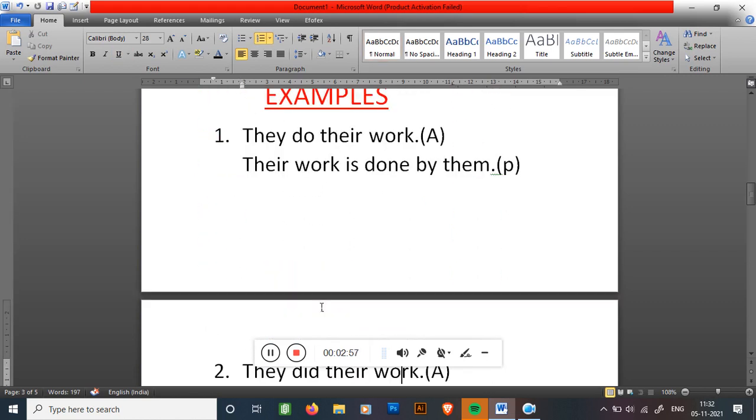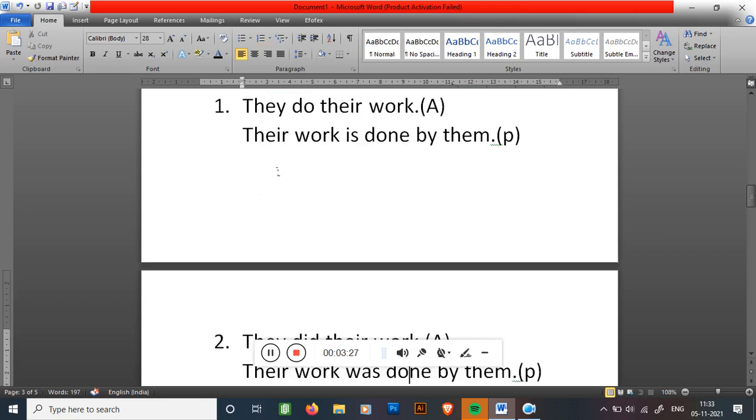Now I will give you examples of every tense. First I have taken the example of simple present, that is first form of verb. They do their work. A stands for active, P stands for passive. So first of all I will take the object, their work. When there is a first form of verb, meaning a simple present, then we use is, am, are. Do, third form, done by them.